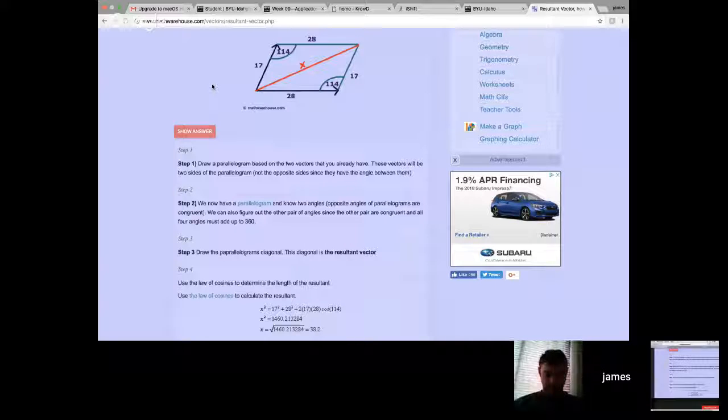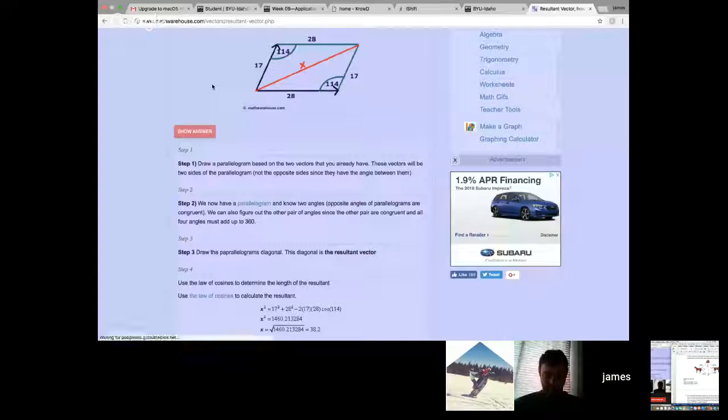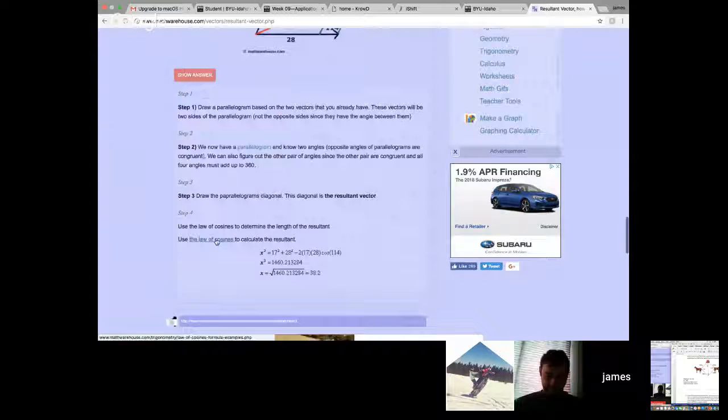But what does it mean? So we did exactly what they did. We found the opposite angles. We have everything right there. So we need to find the resultant vector, which is the horizontal that goes through everything. So then we use the law of cosines, apparently.